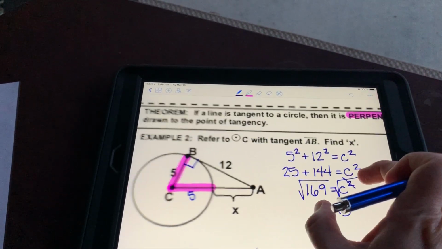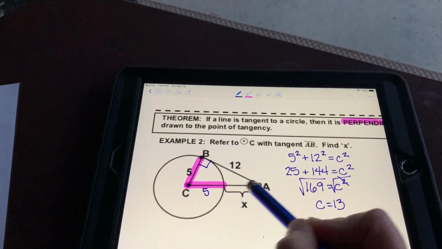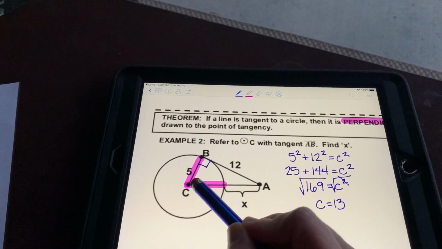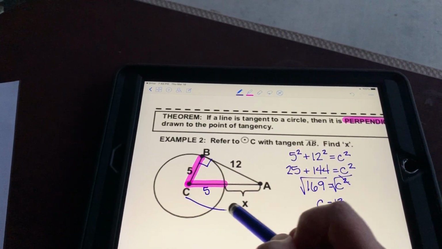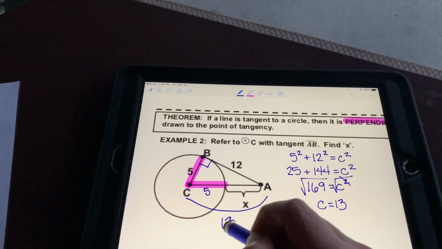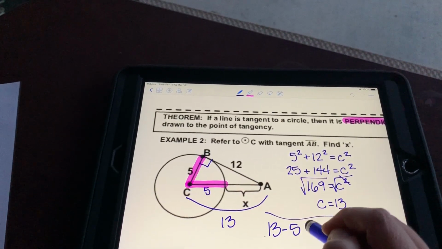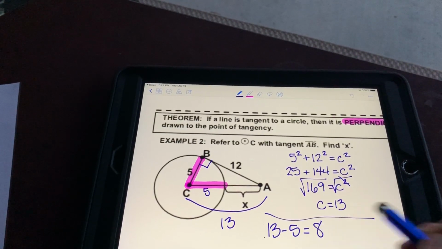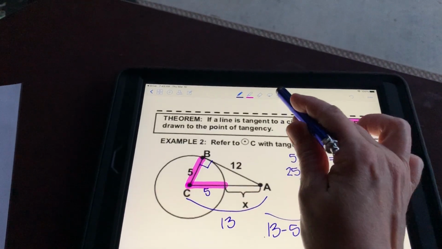But be careful with these questions, because a lot of times it's not asking you to find the length of the whole line, it's asking for parts. So remember, we used our knowledge of radii to know that that was 5. If the whole thing is 13, then we can say 13 minus 5, and that gives us 8. And we can say that X is going to equal 8.